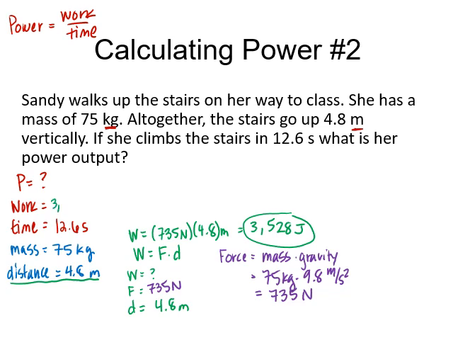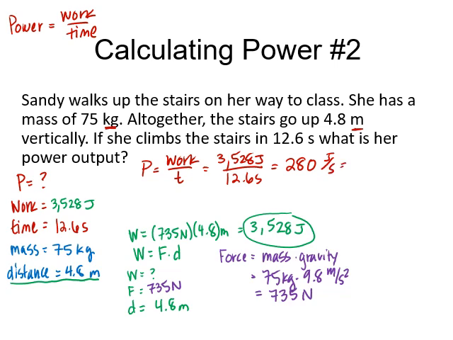So this 3,528 joules goes in for the value of work. Now we can finally solve for power. Power equals work divided by time. This is going to be 3,528 joules divided by 12.6 seconds. And so our answer for power is 280 joules per second, or 280 watts.